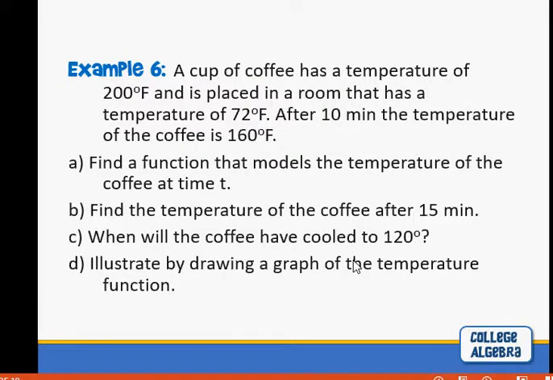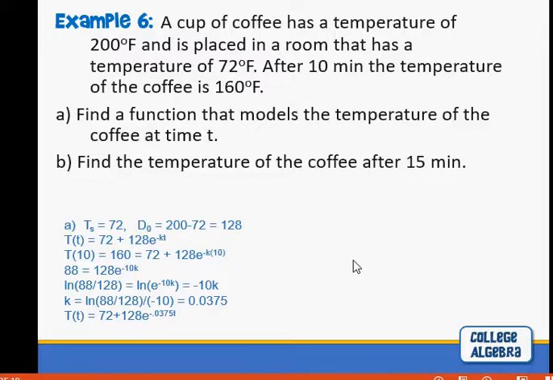So here's a cup of coffee left sitting in a room. Okay, it starts at 200 degrees Fahrenheit and it's going to start cooling toward room temperature. So a cup of coffee has a temperature of 200 degrees Fahrenheit, is placed in a room that has a temperature of 72 degrees Fahrenheit. After 10 minutes, the temperature of the coffee is 160 degrees Fahrenheit, so you could measure that. And we can use Newton's law to come up with a model here for part A. We're going to find a function that models the temperature of the coffee at time t. And then after that, we'll figure out what's the temperature at 15 minutes, how long will it take it to cool to 120 degrees, and draw a graph.